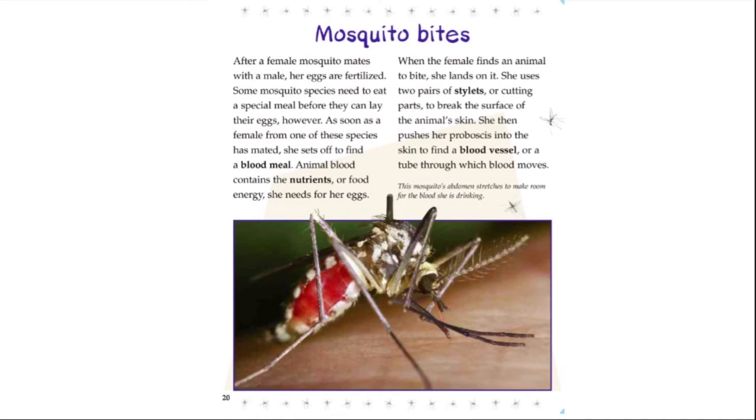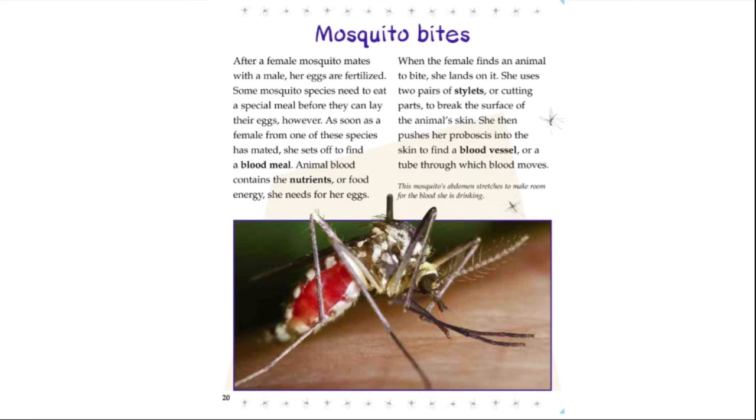Mosquito bites. After a female mosquito mates with a male, her eggs are fertilized. Some mosquito species need to eat a special meal before they can lay their eggs, however. As soon as a female from one of these species has mated, she sets off to find a blood meal. Animal blood contains the nutrients or food energy she needs for her eggs.